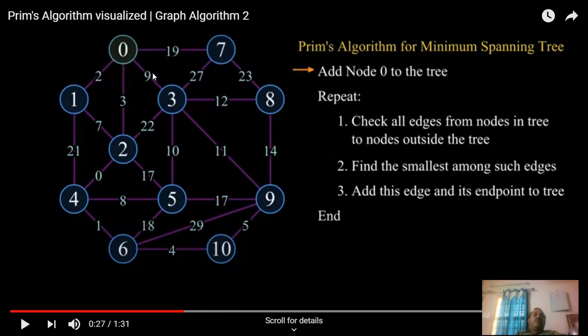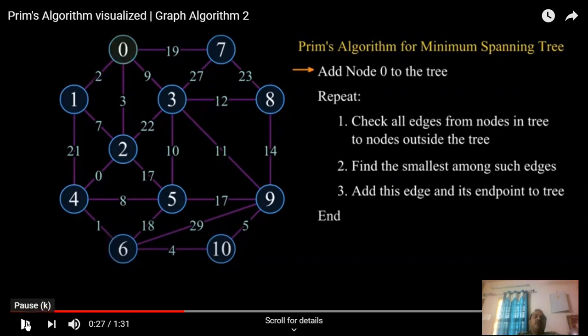What are here? 2, 3, 9 and 19. First of all, we want to check all these. Which is the minimum one? Which is the lowest edge? 2. Then it can select 2. Clear? Next one. Find the smallest among such edges. Which is the smallest one? 2. Next one, add this edge and its endpoint to the tree. Okay. Then here, which is the endpoint? 1. Simply it is added. Clear?